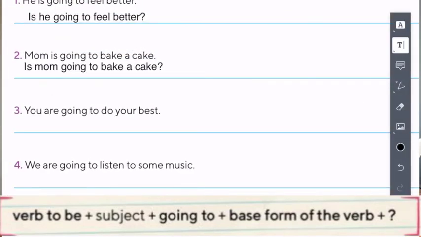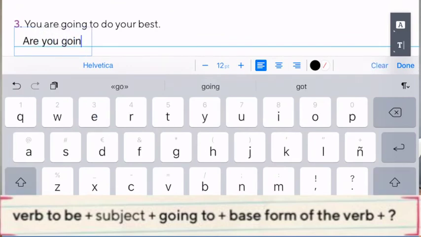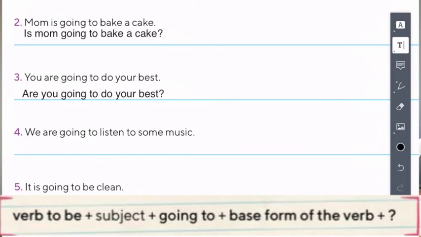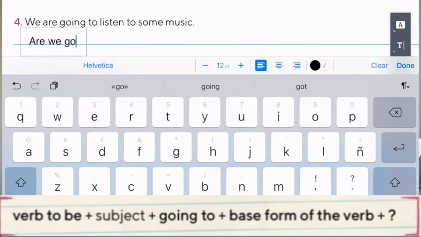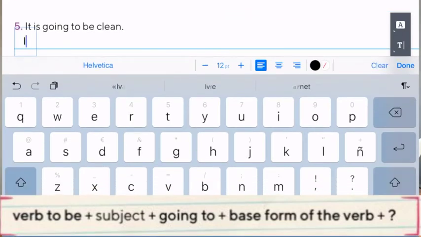Good. Number 3, you are going to do your best. Interrogative. Are you? Perfect. Are you going to do your best? And a question mark. And number 4, we are going to listen to some music. Good. Are we going to listen to some music? Question mark. And number 5, it is going to be clean. Is it? Perfect. Is it going to be clean? And a question mark.